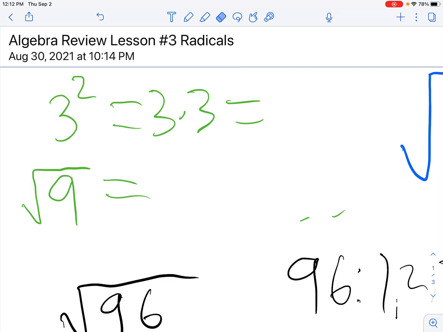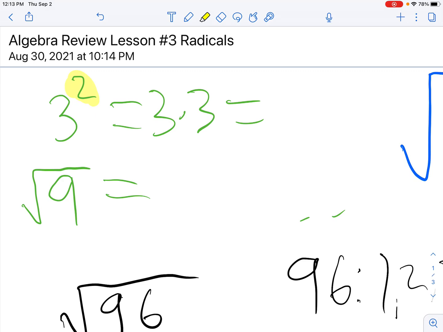All right, this lesson is all about radicals and simplifying radicals. Radicals is kind of a fancy word for square root. In order to understand square roots, we have to understand exponents and squares. Any exponent with a power of 2 is called a number squared.